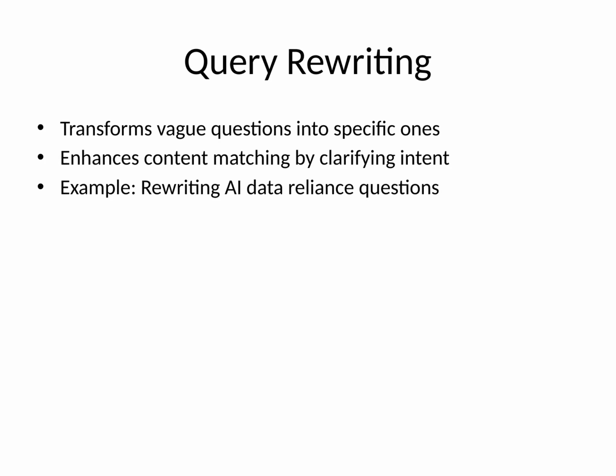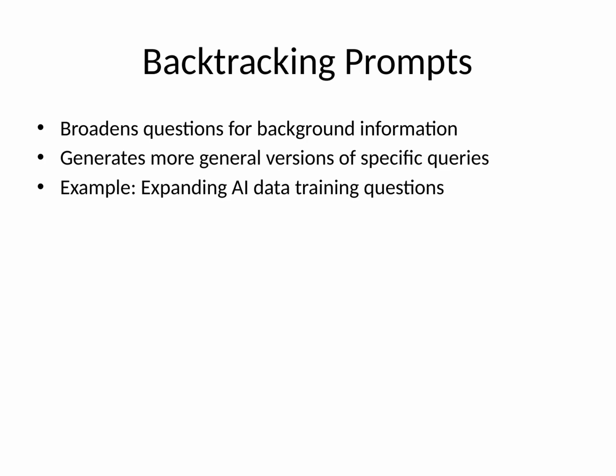Query rewriting involves transforming vague questions into more specific ones to clarify the user's intent. This helps in matching relevant content more effectively. For instance, a question about AI's reliance on big data can be rewritten to focus on specific challenges like data quality or privacy risks. Backtracking prompts work by broadening the original question to uncover background information.